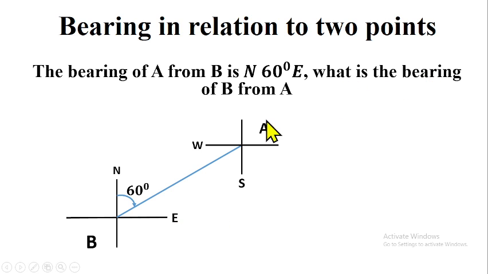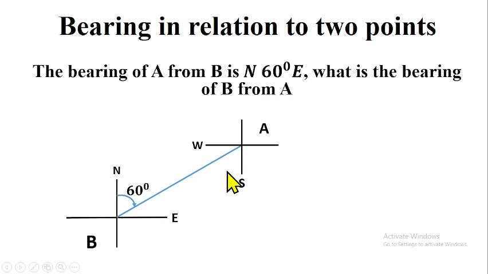Then what is the bearing of B from A? So we're now looking for the angle that B makes with A. And don't forget the angle given to you is a compass bearing. So that means the bearing you're going to get here is also going to be a compass bearing. So the bearing of B from A also is going to be compass.